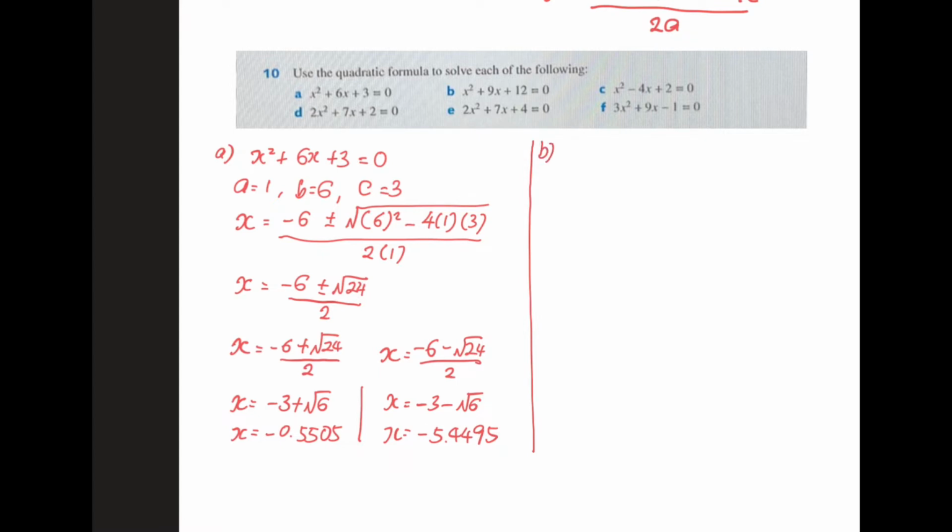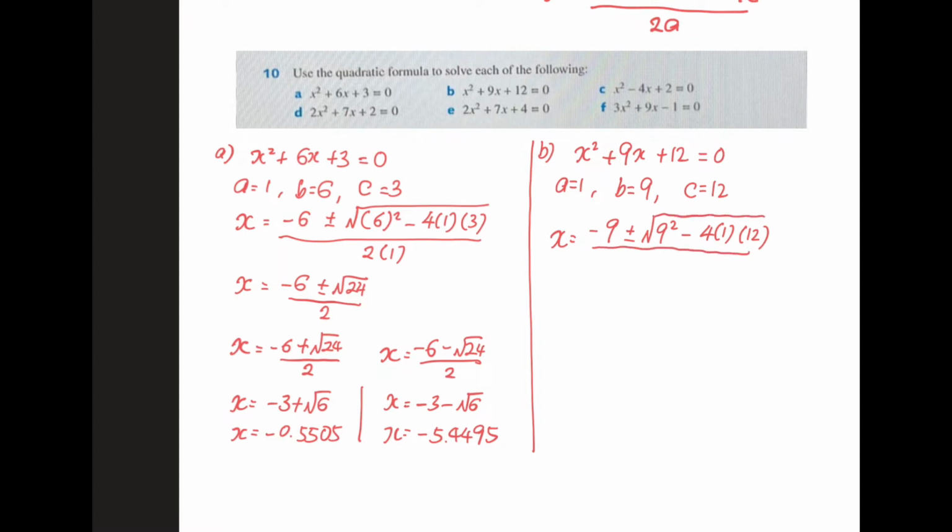We look at b then. We have x squared plus 9x plus 12 equal to 0. For this case, our a is 1, b is 9, c is 12. So we use the quadratic formula again. x equal to minus b, so minus 9 plus minus square root of 9 squared minus 4ac, over 2a.